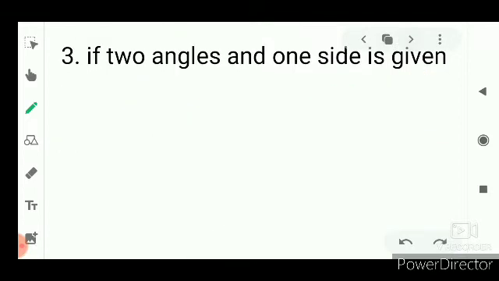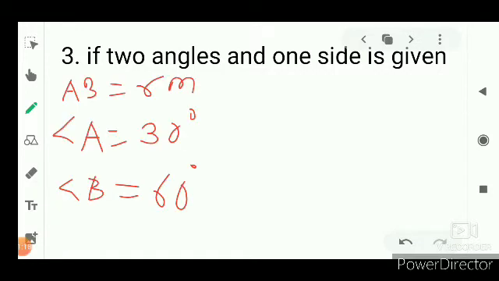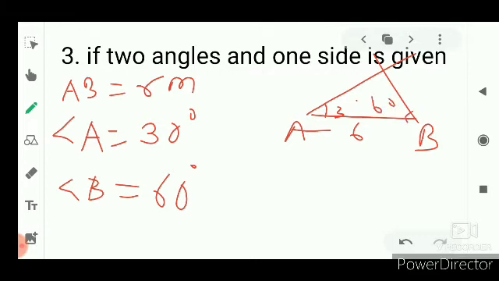After that we have seen how to draw the triangle if 2 angles and one side are given. First of all we will draw the rough figure of triangle ABC. This is AB 6 cm, and angle A is 30 degrees, angle B is 60 degrees. We will always make the angles on the base side. So first of all we will draw the base AB 6 cm using the ruler.